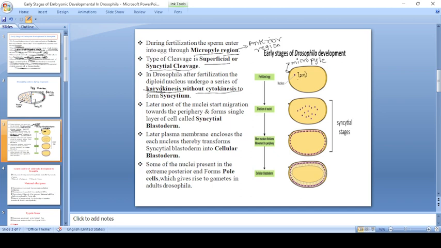And as a result of this, a structure is formed which is called the syncytium. Now, what is the syncytium? Syncytium is nothing but, I will write here, a single cell with many nuclei residing in a common cytoplasm.